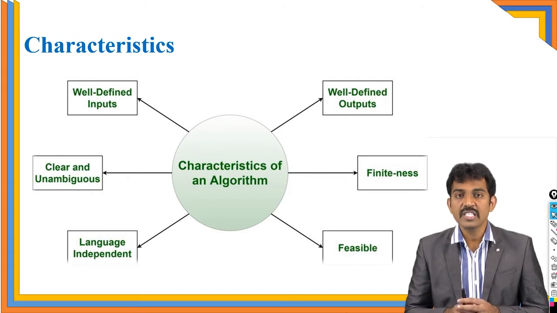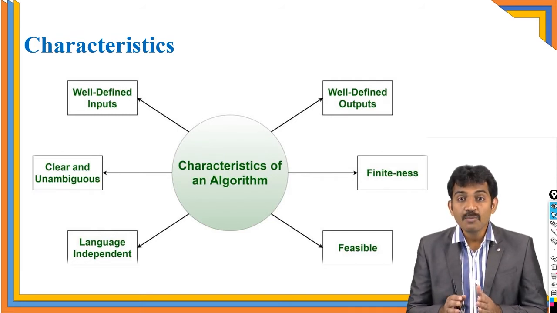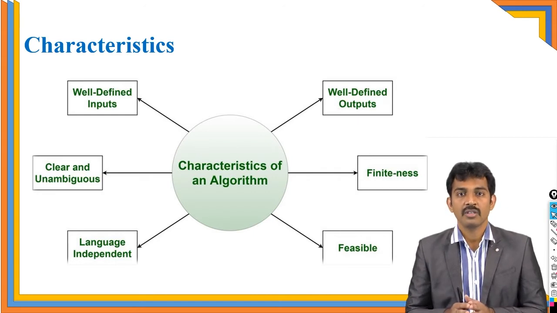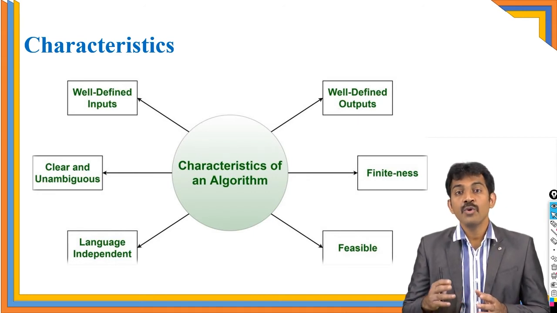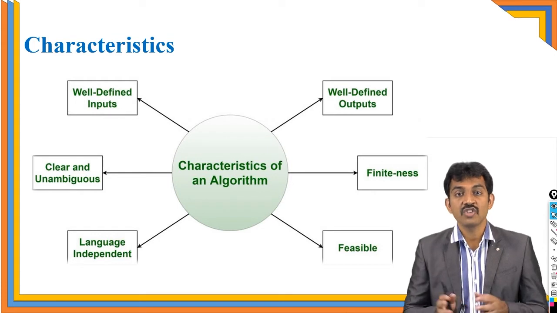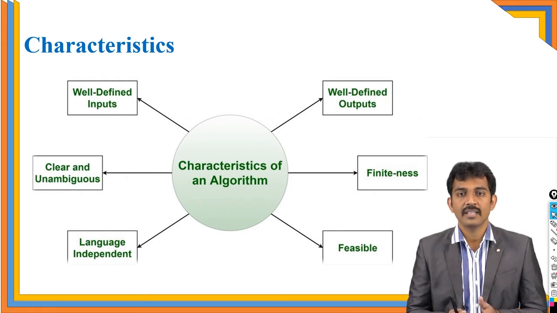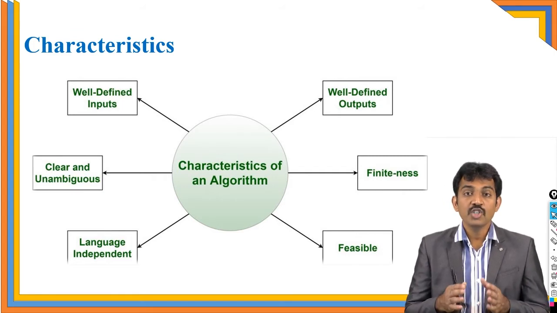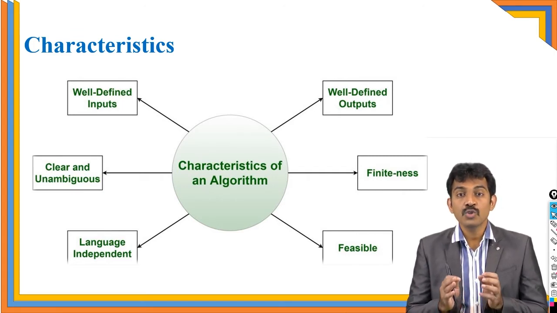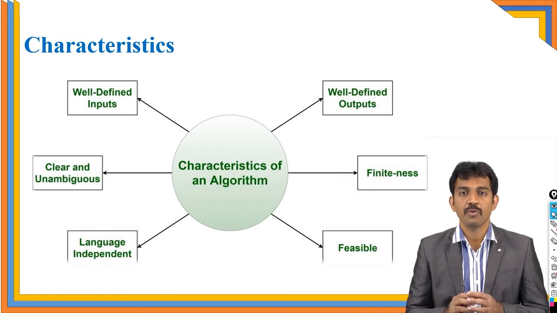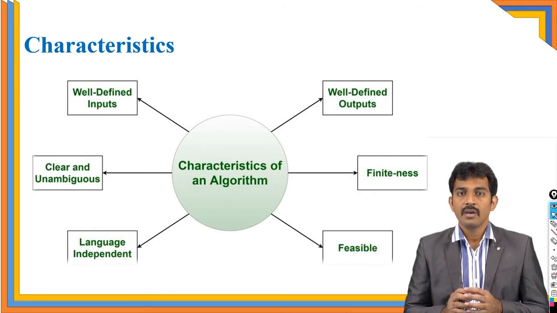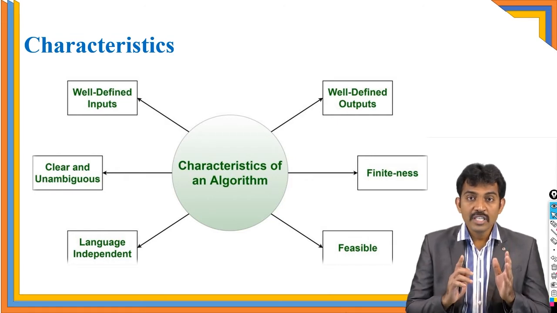Last one, feasibility. Feasibility means, is it possible? Is there any possibility to implement the particular algorithm or not? For example, if you code with future technology that is not available in the current trend, then it is not possible to execute the algorithm. Yes or no? That should be feasible. That is very, very important. Yes or no? So, what is the first characteristic?